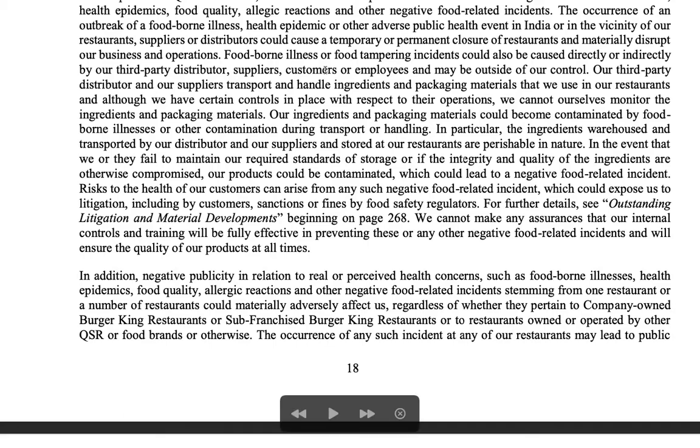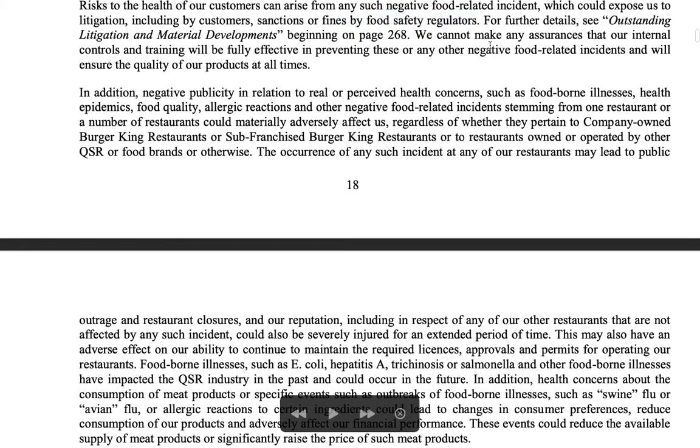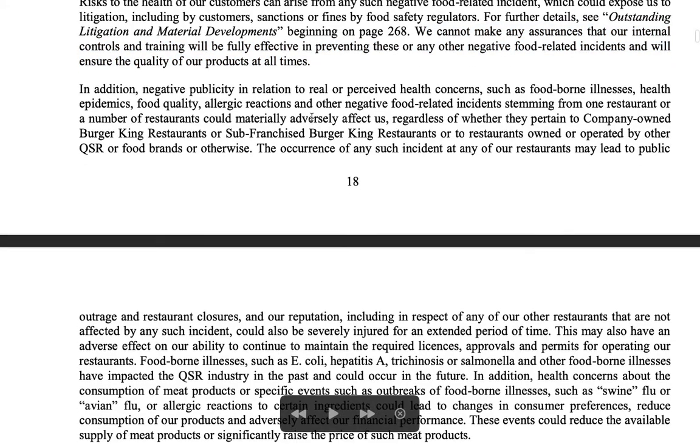So as a result, Burger King, the company, doesn't really have control over the day-to-day operations or the day-to-day management of individual employees or food items, and therefore, if there is a negative food-related incident, we could be looking at litigation, including from our customers, or sanctions and fines by food safety regulators, right? Now, we cannot make any assurances that our internal controls will be fully effective in preventing these or any other negative food-related incidents, right?